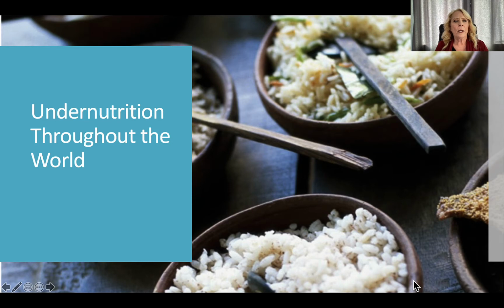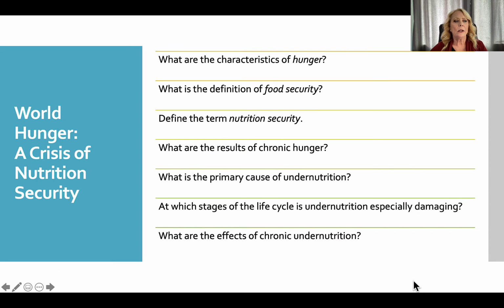Welcome back. We are going to talk today about a really serious problem throughout the world, something called undernutrition. So, of course, world hunger is a real big problem. And so the things we're going to talk about today: what are the characteristics of hunger? What's the definition of food security? There are going to be several different terms I want you to know, and one of those is nutrition security.